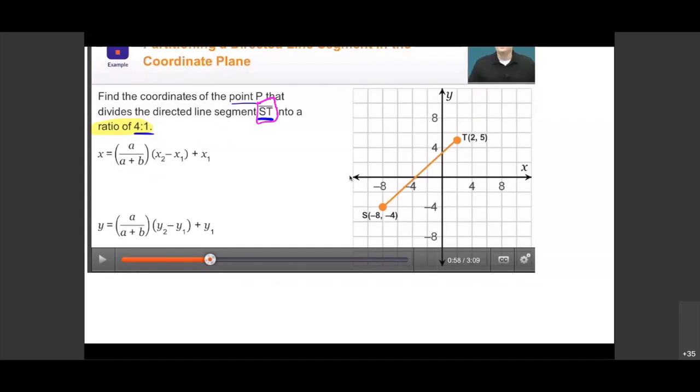Since they did not say that here, we are going to use S as our first point and T as our second point. So this is our X1 and our Y1 where S is located, and where T is located is our X2, Y2. And for the A and the B, those come from the ratio. The ratio is A to B. So the A value is 4 and the B value is 1. And so we have our numbers that are going to be plugged into the formula.